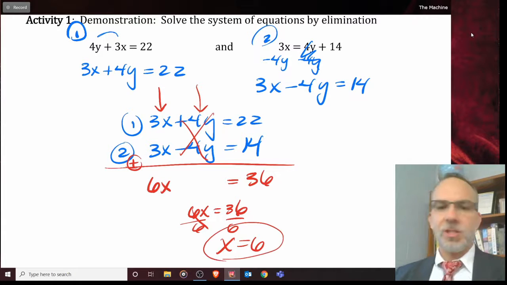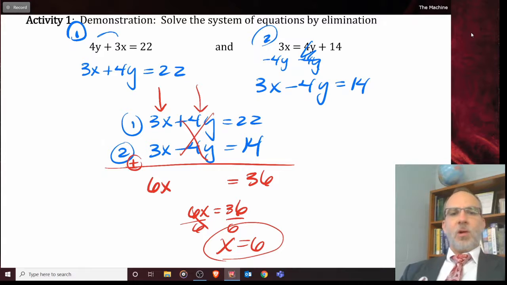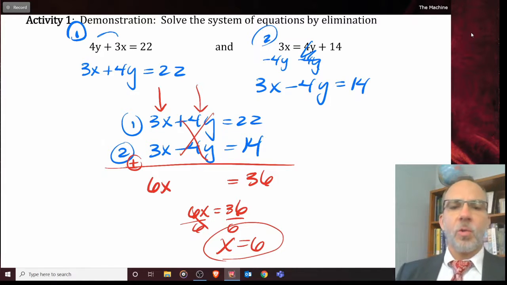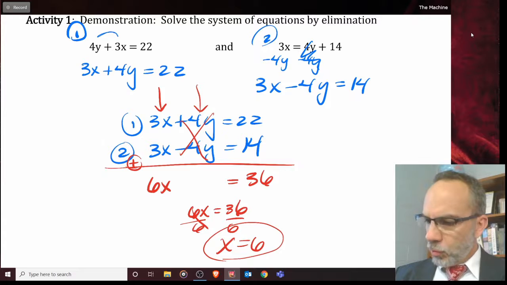But I'm not finished yet. I need to figure out what the y value is. So I have to go back into one of the earlier equations and substitute 6 in for x and solve for y. I will do this one over here on the left, the reason being that the y is already positive.